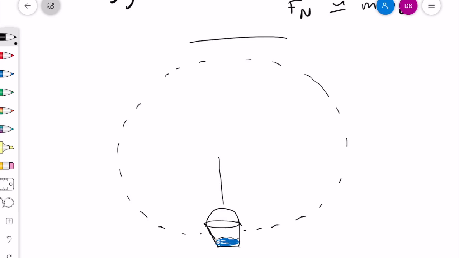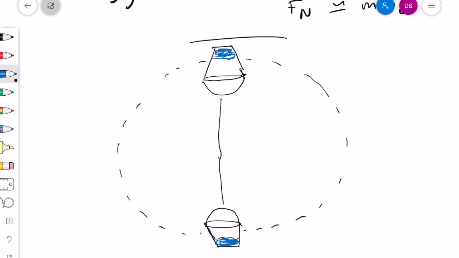And you can try this yourself. I actually do this demonstration in class. If you swing it fast enough, you'll find that the water doesn't spill at the top. It's pretty amazing to watch. And you can try it yourself if you have a small bucket handy. The water will just stay at the top and not spill.